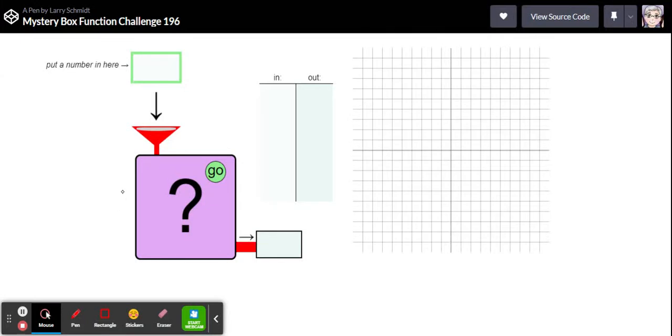In the purple box there is some mystery math and your challenge is to figure out what it is. You can use the link in the description to try this out, and when you think you've got an answer, come on back, see if we get the same thing.